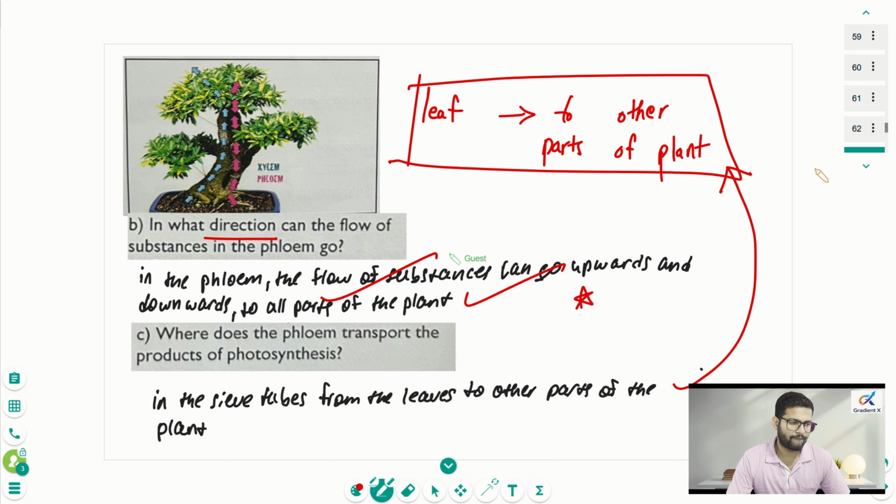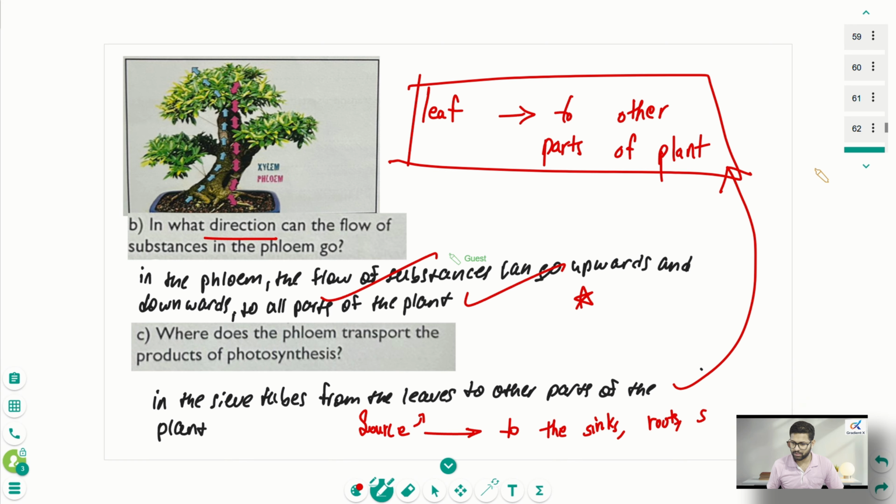Got it? Thank you. Yes, please specify that next time. So I'll write it over here: from the source, that is the leaves, to the sink. And give few examples. Even if you're writing other parts of the plant, it is fine. But write like what? Roots, stem, storage organs.